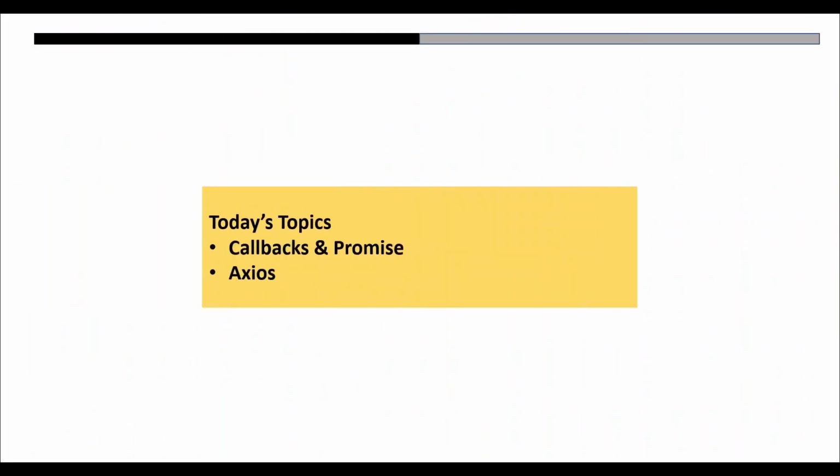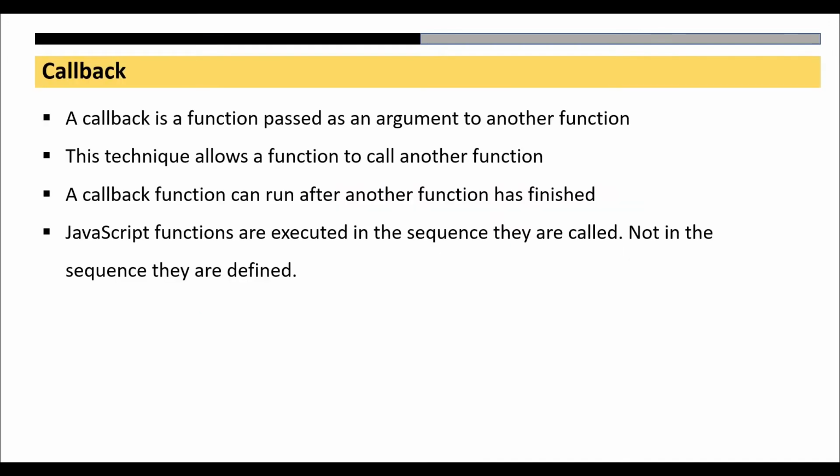Hello everyone. In today's video, we are going to start with callbacks, promises, and axios in JavaScript. Again, these are very important topics. So the very first thing we have is callback. So callback is a function passed as an argument to another function.